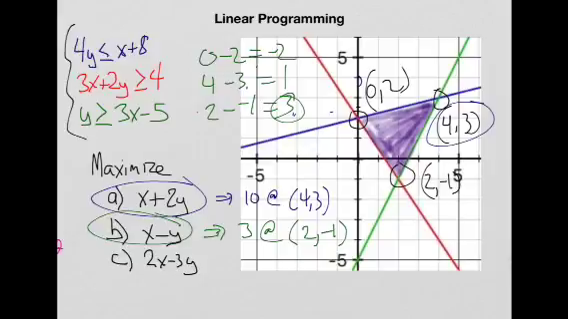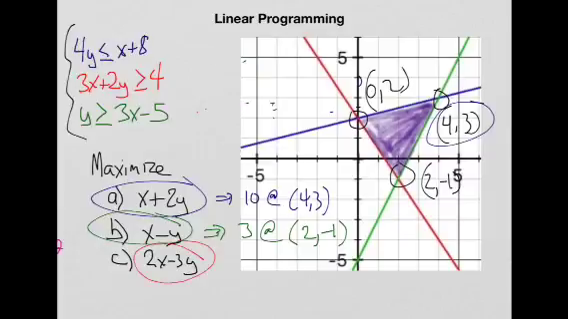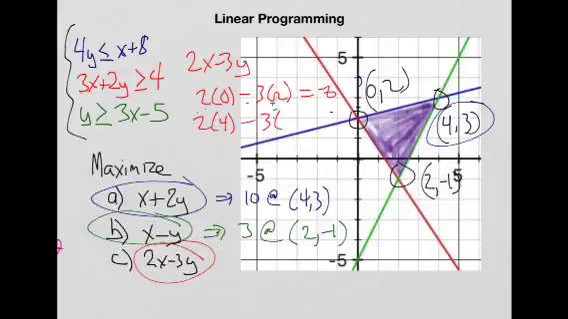Now we'll do our third one, 2x minus 3y. And we'll look at that at each point. So 2 times 0 minus 3 times 2 is a negative 6. 2 times 4 minus 3 times 3 is a negative 1. And 2 times 2 minus 3 times negative 1 is 7. So my maximum value is 7 at the point 2, negative 1.